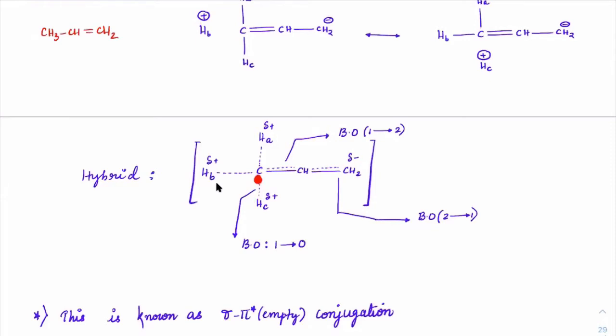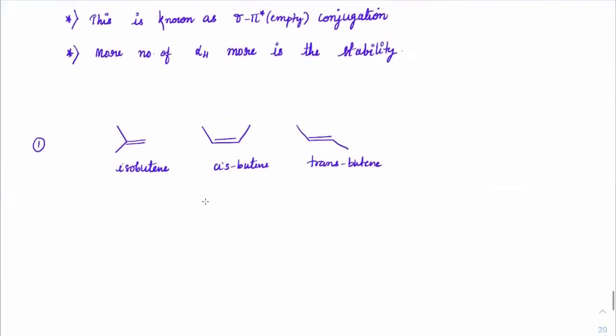You can see the bond order here was 1, which is trending towards 0. Between these two, the bond order was 1, which is trending towards 2, and the bond order was 2, which is trending towards 1. So this is exactly what is happening in the hybrid. This type of conjugation is called sigma pi star conjugation, and obviously the more the number of alpha hydrogens, the more is its stability.